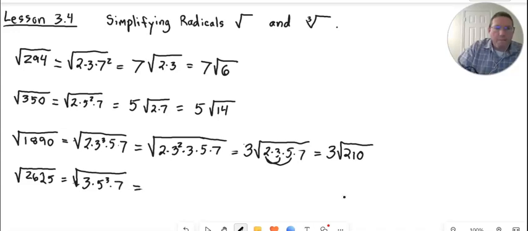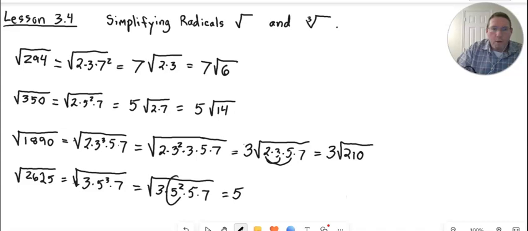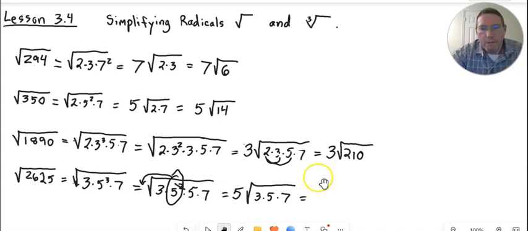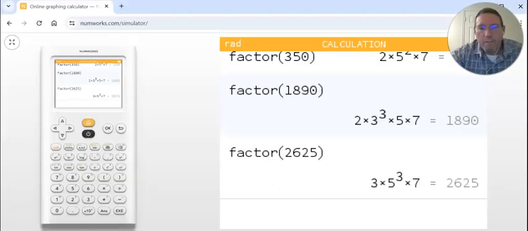Now we've got to separate the 5's. So we'll have 3 times 5 squared times the third 5, times 7. Now we'll take the 5 out. The square will get canceled. So this one is going to come out of the radical. So we have 5 square root, and then we leave the 3, leave the other 5, and leave the 7. And now 3 times 5 times 7 is, I think, 105.